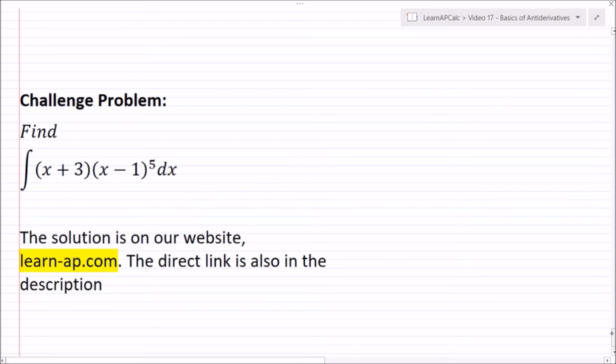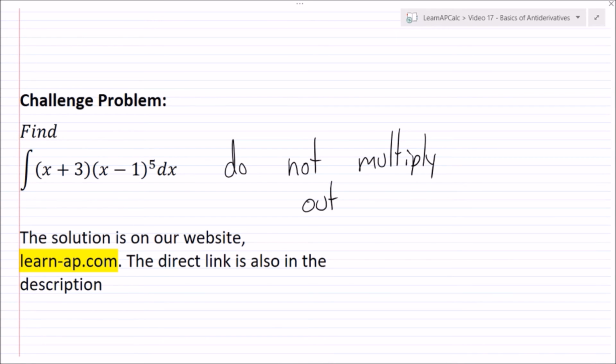Alright, so that brings me to today's challenge problem. Find the integral of x plus 3 times a quantity x minus 1 to the 5th. Now, do not multiply out. One, it'll save you time, and two, that sort of ruins the purpose of we're trying to get you to practice techniques of integration. So don't multiply this out.